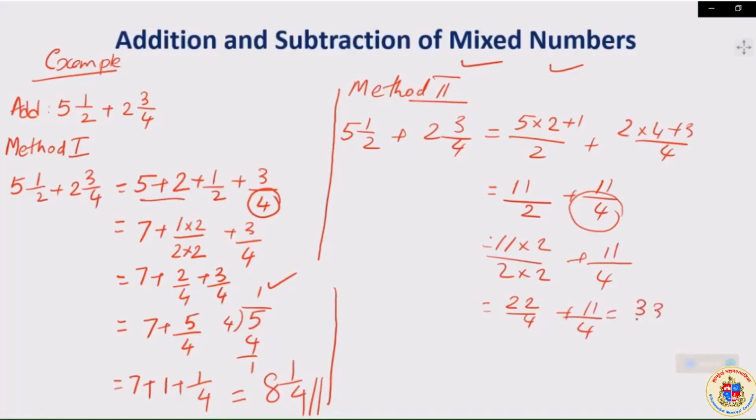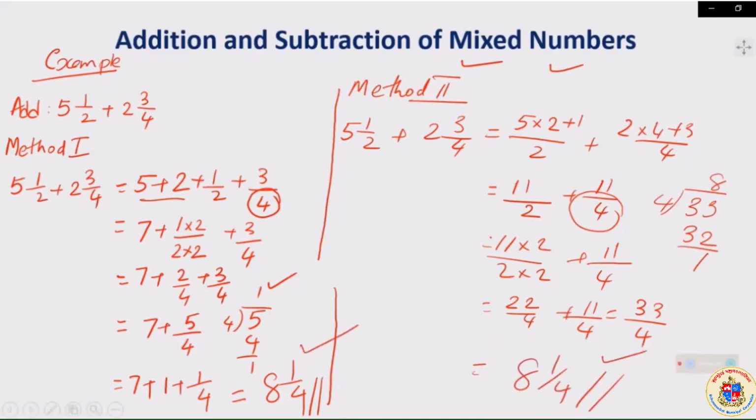Right, 33 upon 4 means you simply divide 33 with 4. 33 divided by 4 it is. 8 4s are 32, balance is 1, that is 8 and 1 upon 4, we got the same answer. There are many such methods by which we can solve this kind of mixed numbers and its addition.